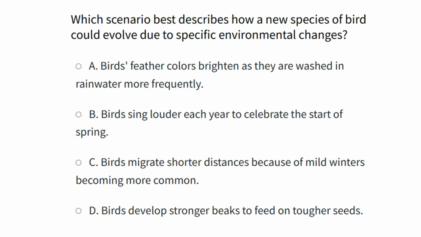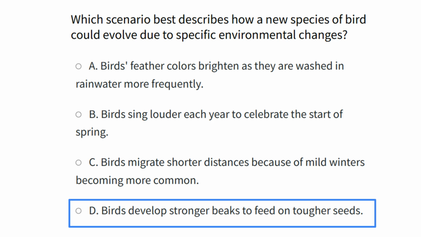Moving on. Which scenario best describes how a new species of bird could evolve due to specific environmental changes? A. Birds' feather colors brighten as they are washed in rainwater more frequently. B. Birds sing louder each year to celebrate the start of spring. C. Birds migrate shorter distances because of mild winters becoming more common. D. Birds develop stronger beaks to feed on tougher seeds. The correct answer is D. Birds develop stronger beaks to feed on tougher seeds.